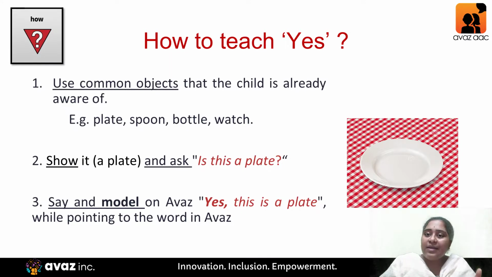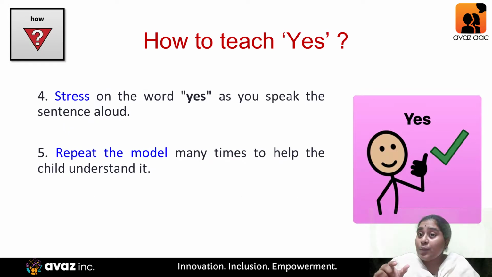Say and model on Avaz, yes, this is a plate, while pointing to the word yes in Avaz. Stress on the word yes as you speak the sentence aloud. Repeat this model as many times as possible to help the child understand this.